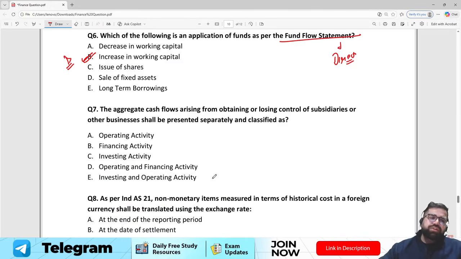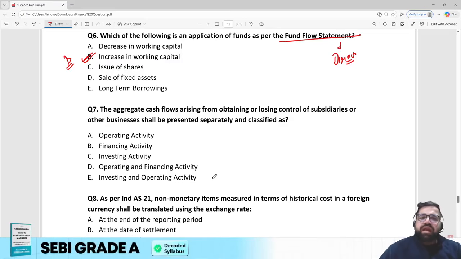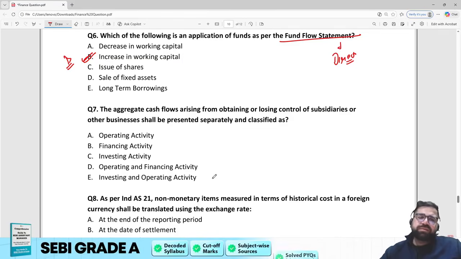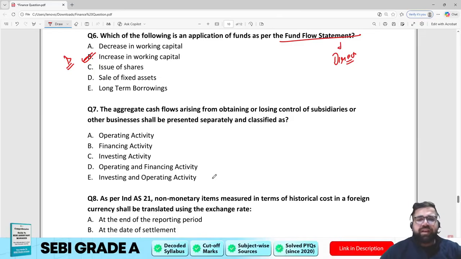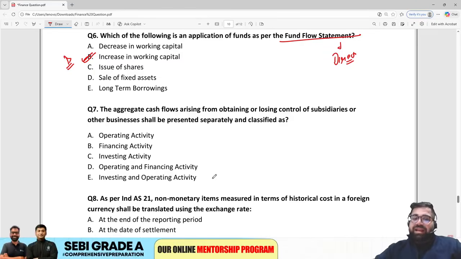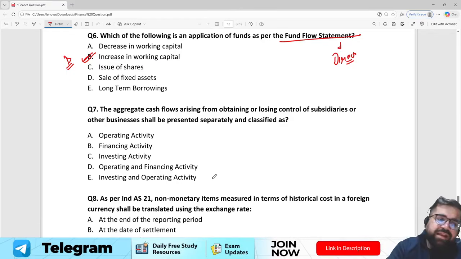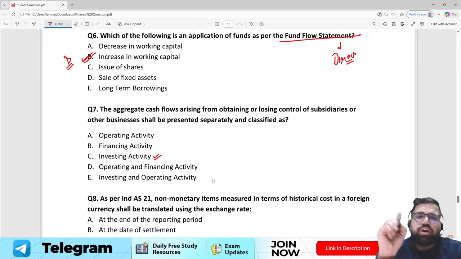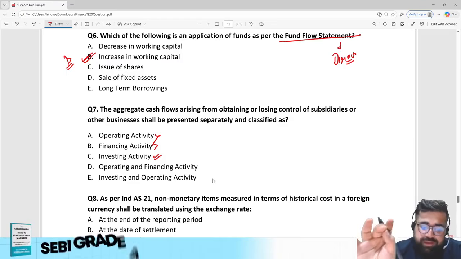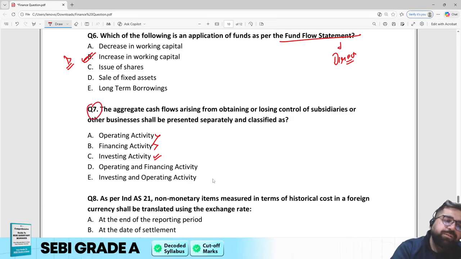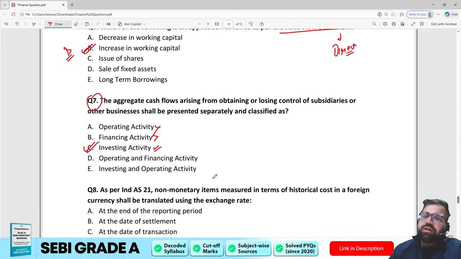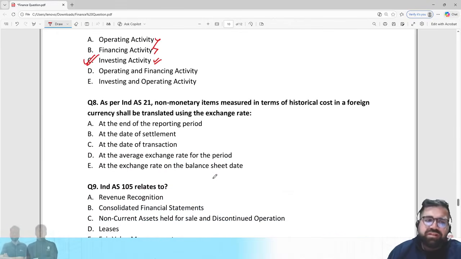Okay. Question number 7. Aggregate cash flow arising from obtaining or losing control of subsidiaries or other business shall be presented separately and classified as what? Aggregate cash flow arising from obtaining or losing control of subsidiaries basically means my investment is done. So I will categorize it as an investing activity, not operating, because this is not related to day-to-day operation. It is also not financing because it is not affecting my capital structure. Therefore the correct answer for question number 7 will be option number C, investing activity, because you have sold your investments. As simple as that.